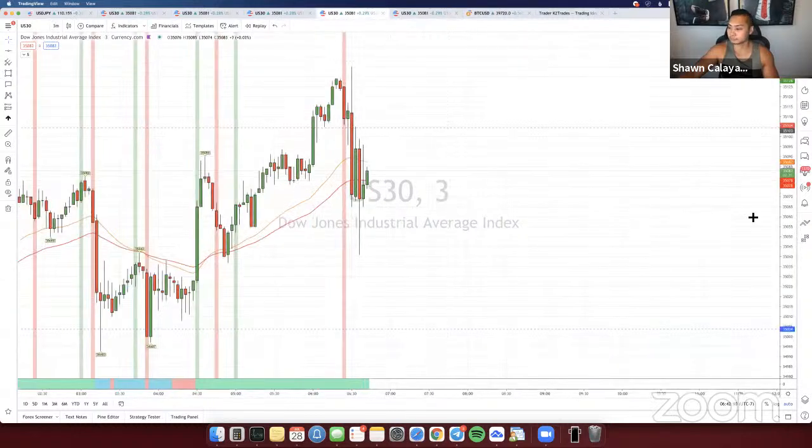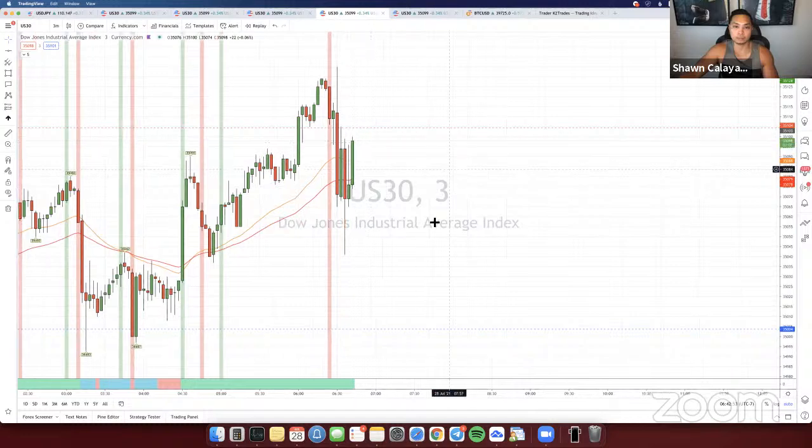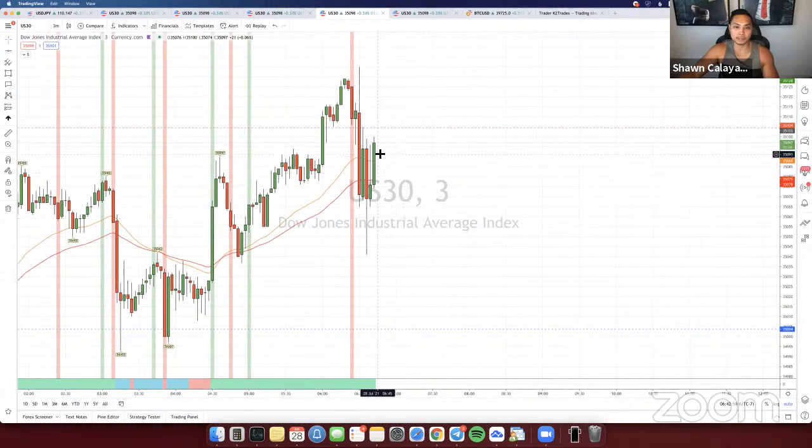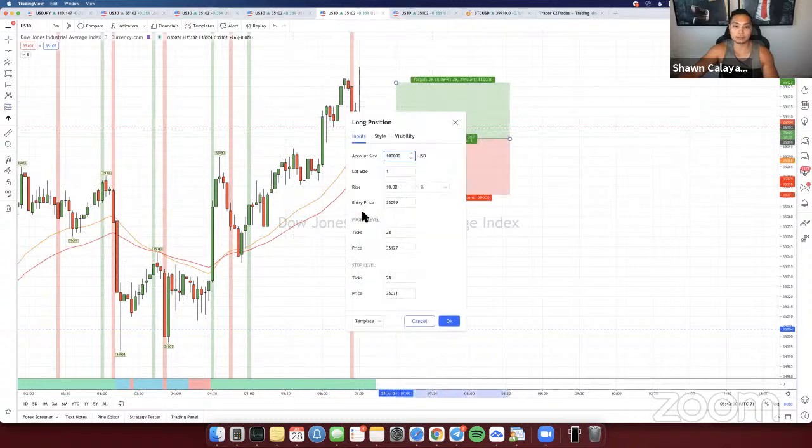Let's see. All right, here we go. As it shifts back up. There we go. And that's exactly what we're looking for right here. We're looking for a buy signal right here on the 3-minute. If we get that buy signal, then we can take it here for a buy.